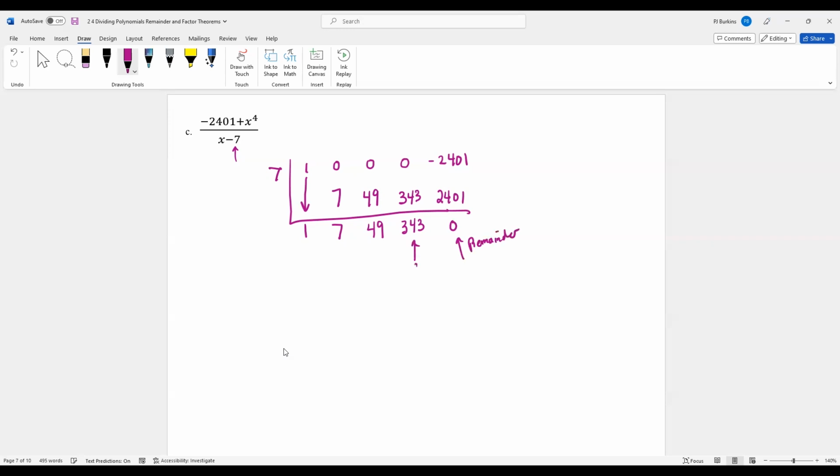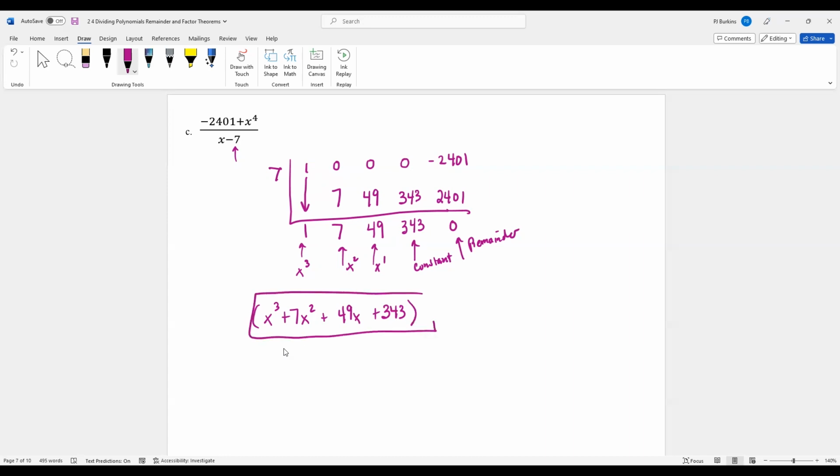Then this is our constant. And then we have this for x to the first, x to the second, and x to the third. So our factor is x cubed plus 7x squared plus 49x plus 343. And that's it, right? There's no remainder, so that is our factor.